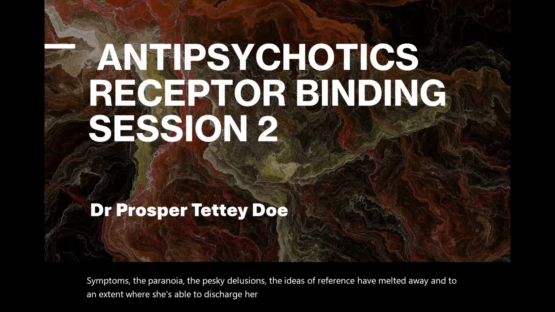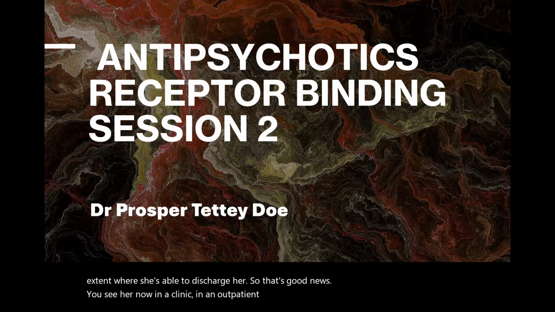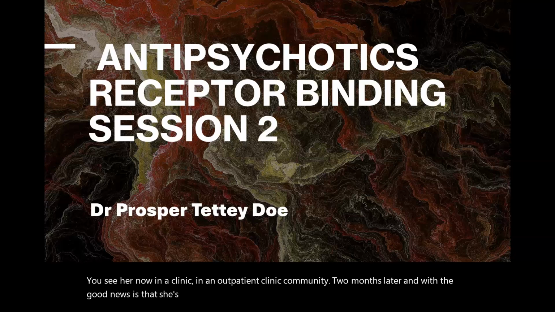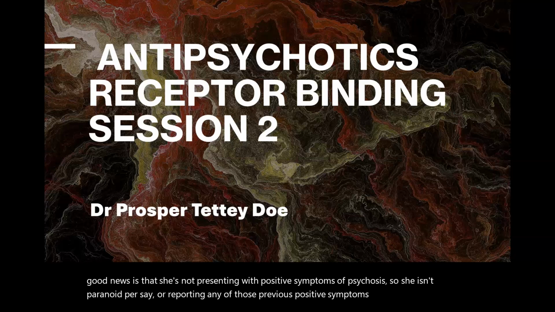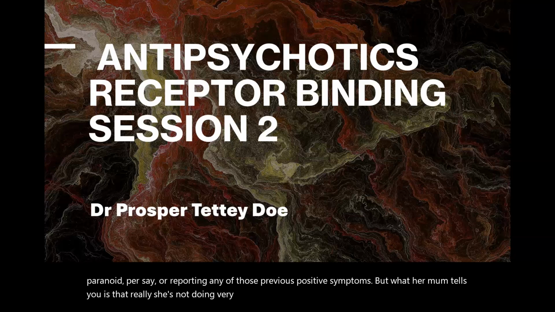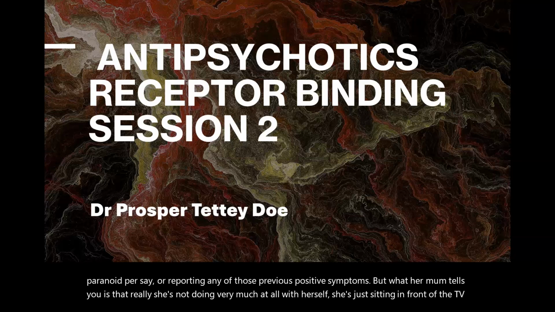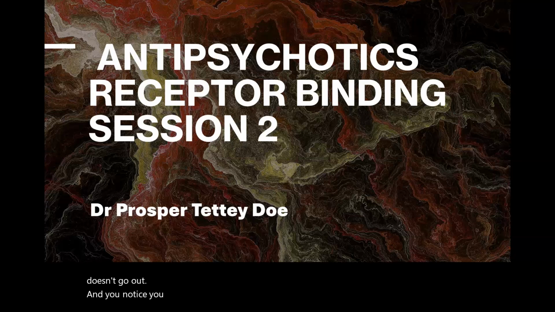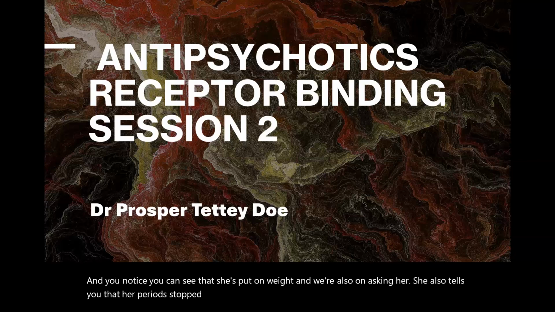So that's good news. You see her now in an outpatient clinic, in the community, 2 months later. And the good news is that she's not presenting with positive symptoms of psychosis, so she isn't paranoid per se or reporting any of those previous positive symptoms. But what her mum tells you is that really she's not doing very much at all with herself. She's just sitting in front of the TV, doesn't go out. And you can see that she's put on weight. And also, on asking her, she tells you that her periods stopped. And she had some bloods done recently, which shows that the prolactin levels are raised.